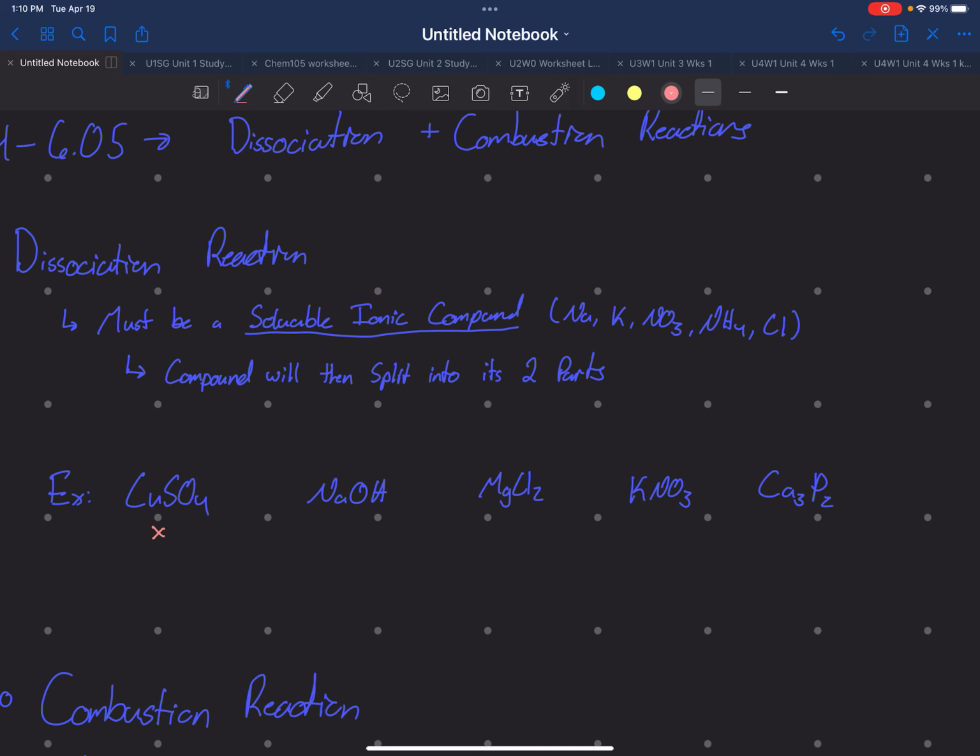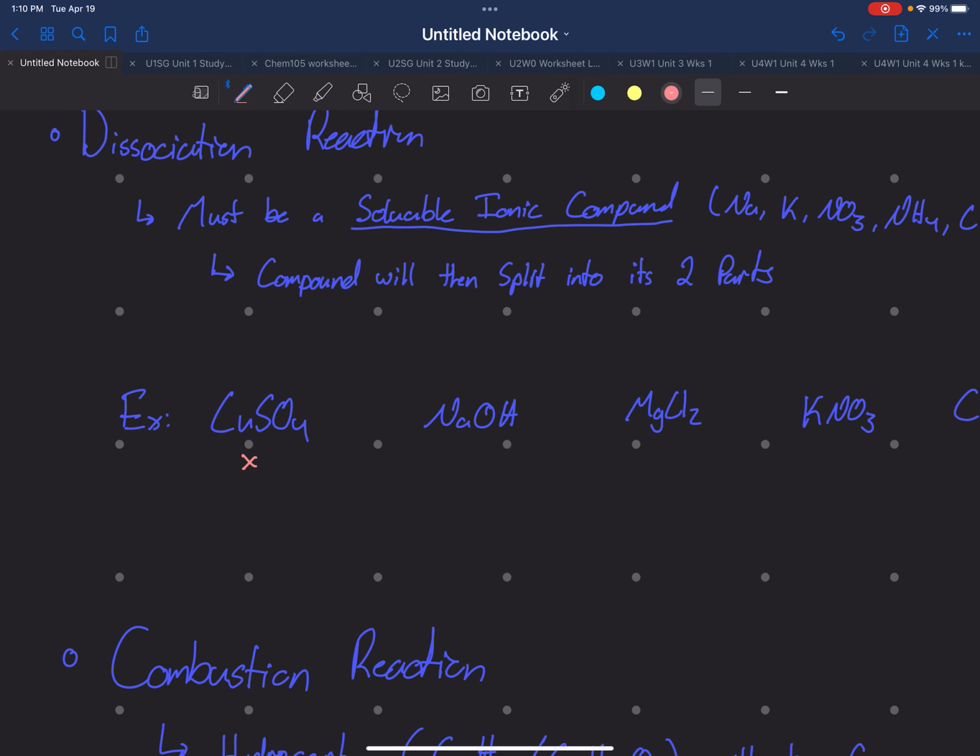NaOH? Yep, it is. Since we know that it is a soluble ionic compound, we'll just split it up into its parts. So NaOH would lead to Na+ aqueous, plus OH- which is also aqueous. It's all balanced. I'm going to say this is aqueous because of the OH group, or because of hydroxide.